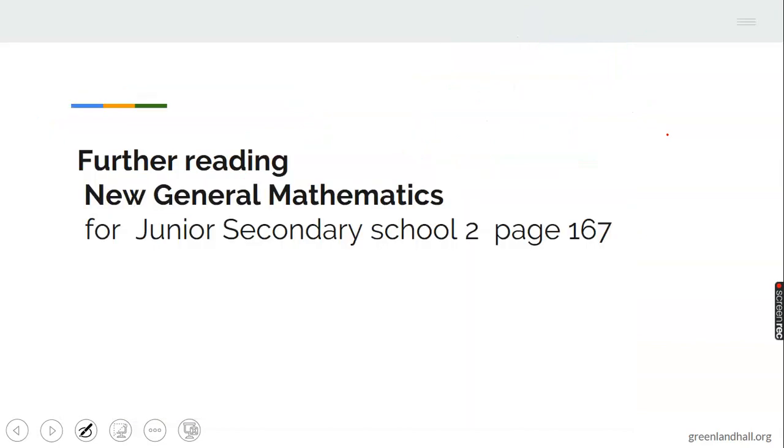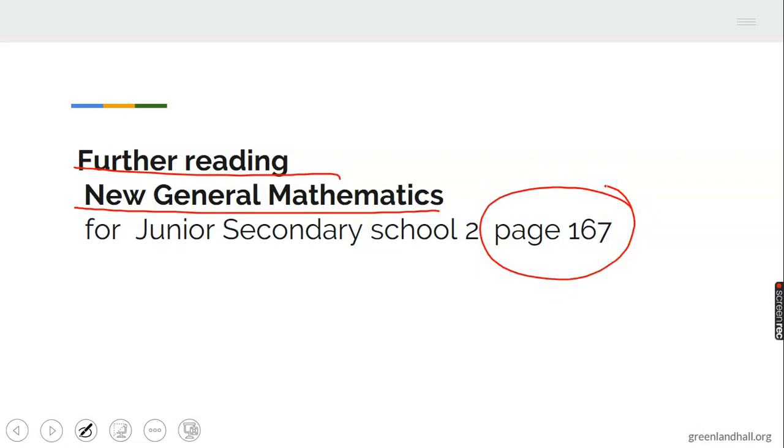That is that. Now, for further reading, you can get your New General Mathematics Book 2 on page 67 for more exercises and more knowledge on the topic.